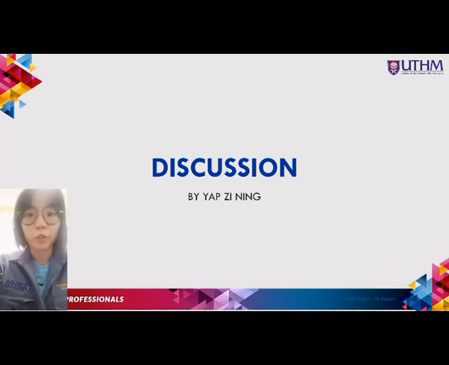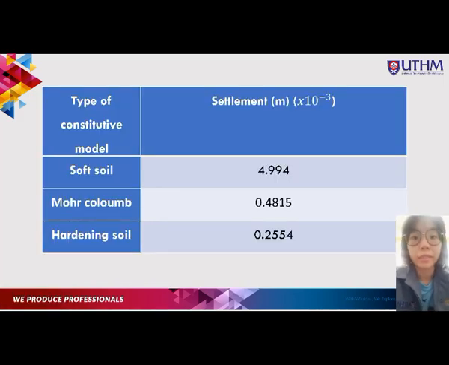Today I am going to present about the discussion part. On the table attached in the slide, we can see that the hardening soil model has revealed the lowest settlement, while the soft soil model has demonstrated the highest settlement, which is equal to 4.994 times 10 to the power of -12 meter.